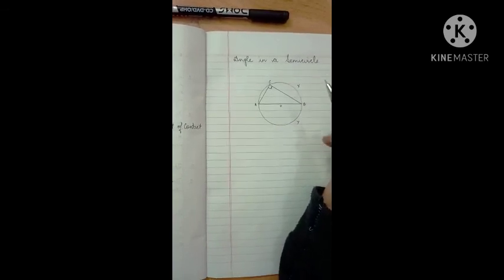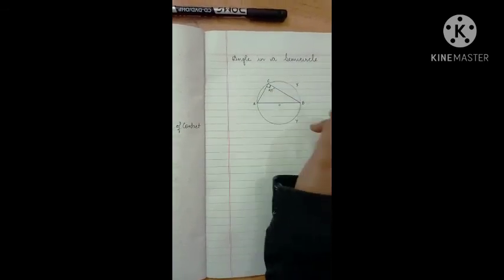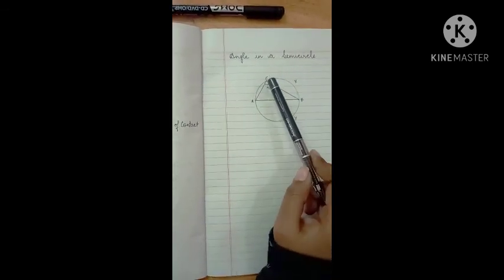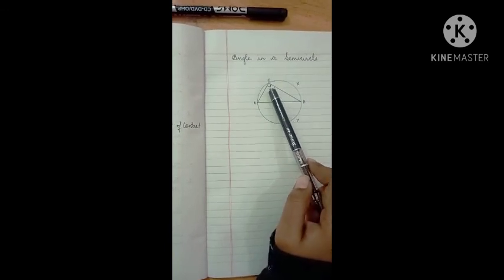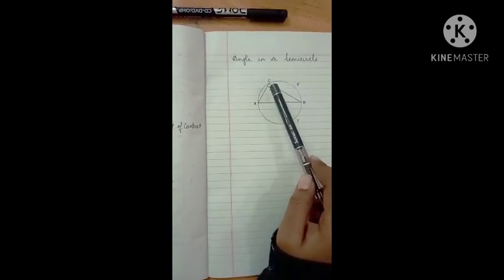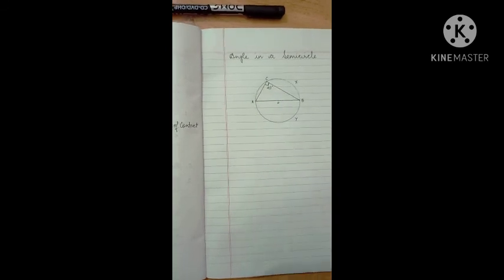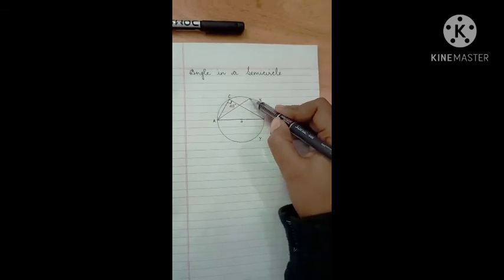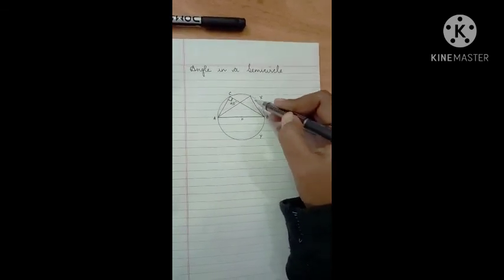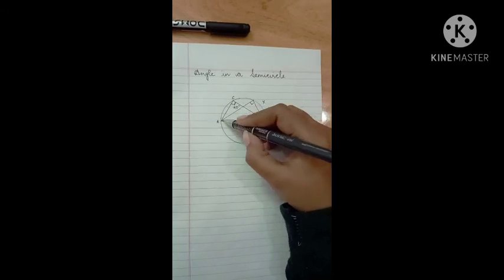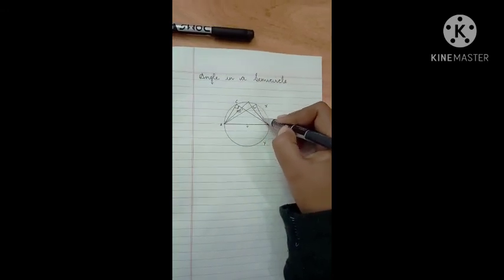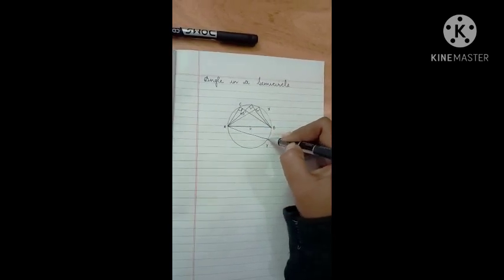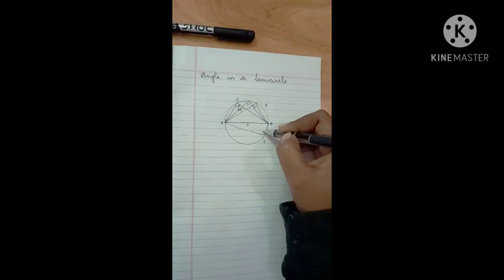Okay, so this is 90 degrees. This angle in a semicircle is 90 degrees. So if we draw an angle like this, then this angle is 90 degrees. If we draw it like this, then its angle is also 90 degrees. Here if we draw it like this, then it is also 90 degrees.